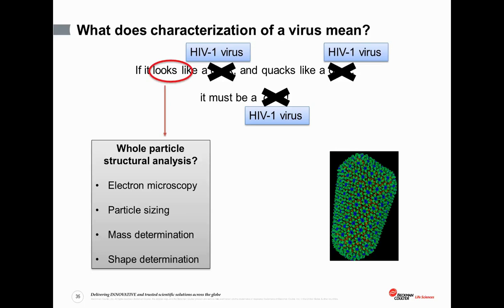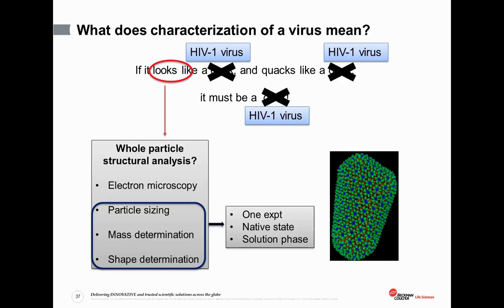So what do we mean when we say it looks like? Looks like would typically be interpreted in terms of whole particle structural analysis. Now this could be electron microscopy. This could be some technique focused on particle sizing, some technique focused on mass determination, or even shape determination. Electron microscopy is of course an image-based technique, the idea being that you image the virus particles and try to find out as much as you can by interpreting those images.